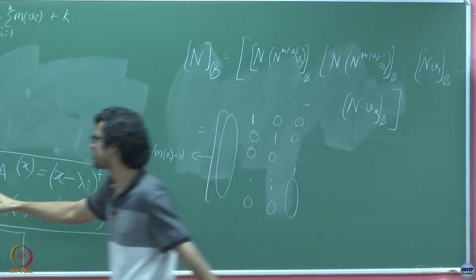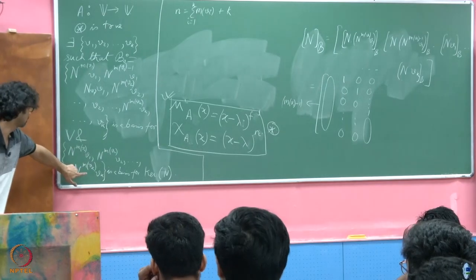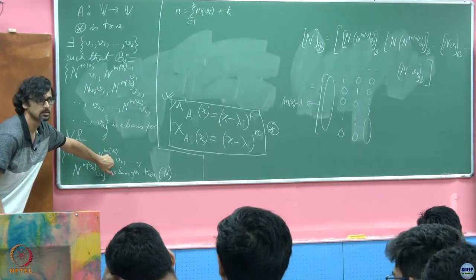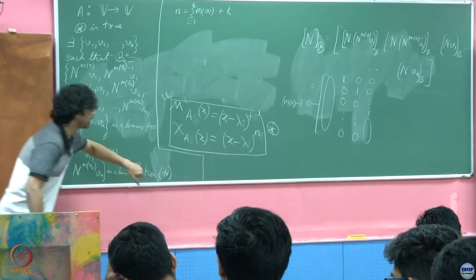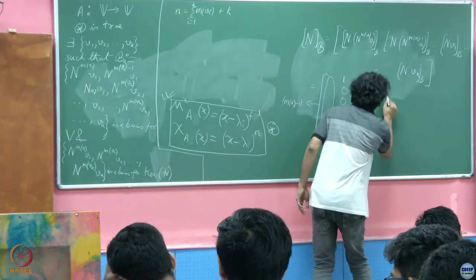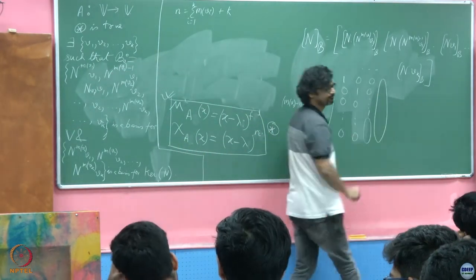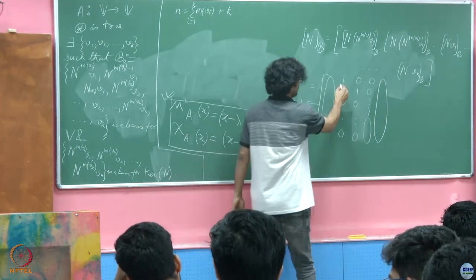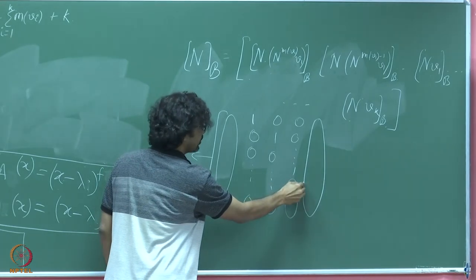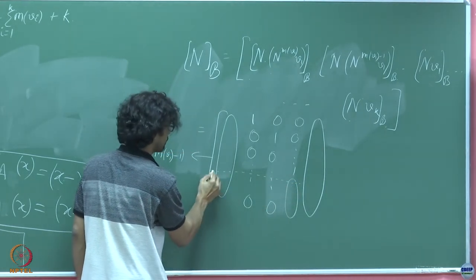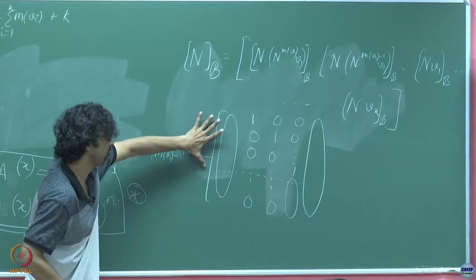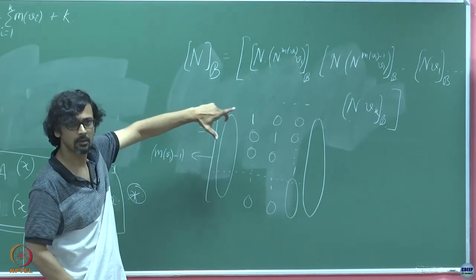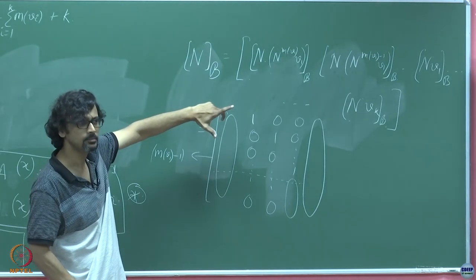Because each of these fellows belongs to the kernel of N, do they not? So again, you have another full column of zeros. What is the size of this fellow, by the way? If I am allowed to look at it like so, wouldn't you agree that this is mV1 cross mV1?